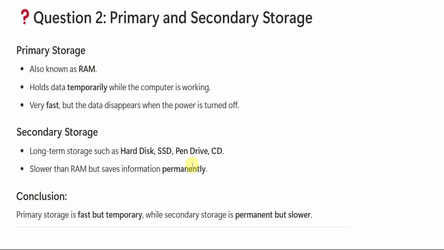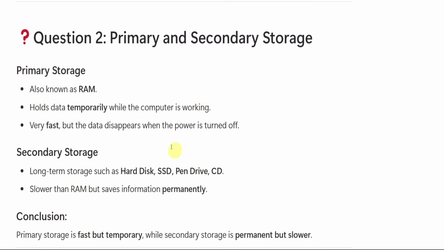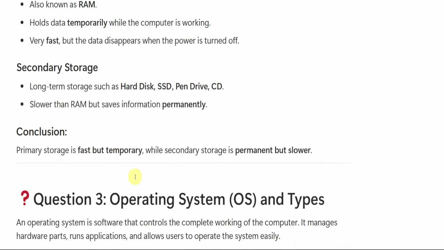SSD, pen drive, CD, and all. So, in simple words, we can say that primary storage is fast but temporary. Hard disk or the secondary storage or SSD. These are the secondary storage devices basically. The secondary storage will be slow but it will be permanent.